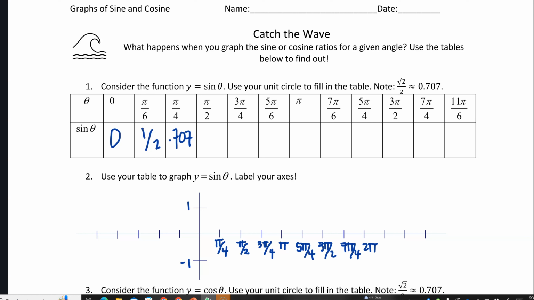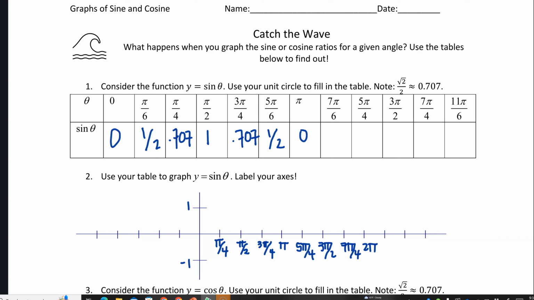All right, so what about pi over 2? What is sine of pi over 2? It's going to be a 1. What about sine of 3 pi over 4? Still a positive 0.707, right? So root 2 over 2. Sine of 5 pi over 6? We're going back down to a 1/2. And then what about sine of pi? That's a what? 0. Good deal.